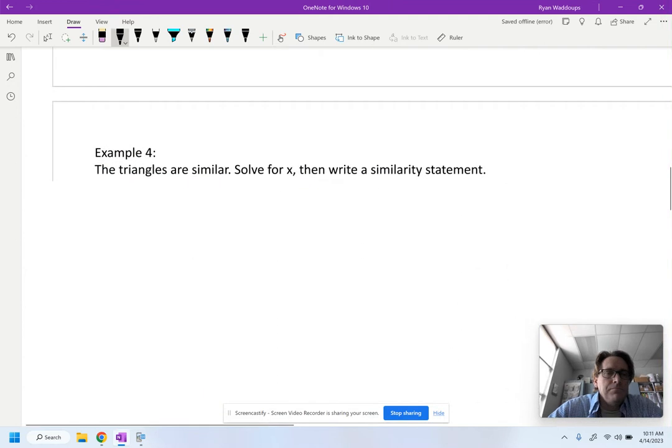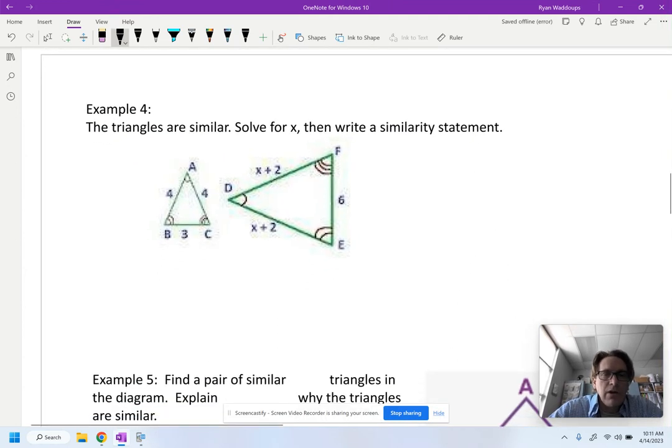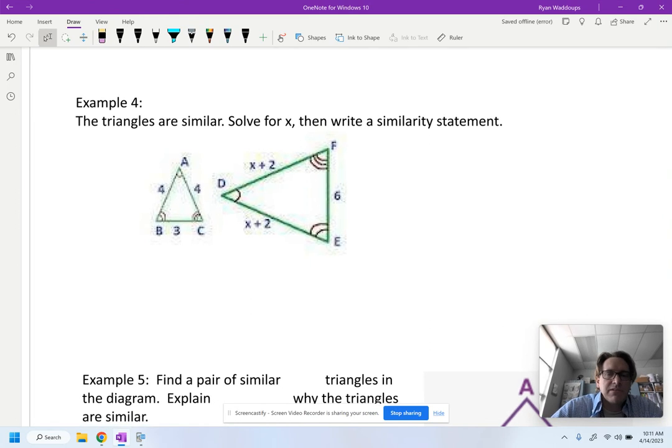All right, we move on to the next example. Here it says that the triangles are similar. Solve for x, then write a similarity statement. If they are similar, then their sides are proportional.